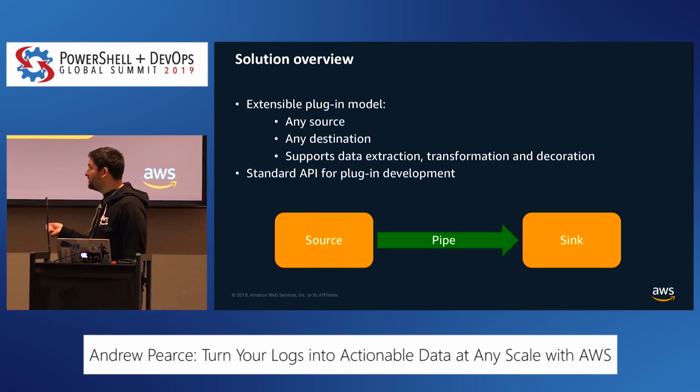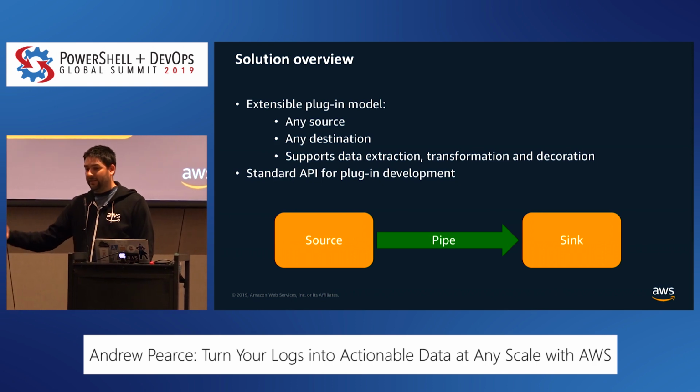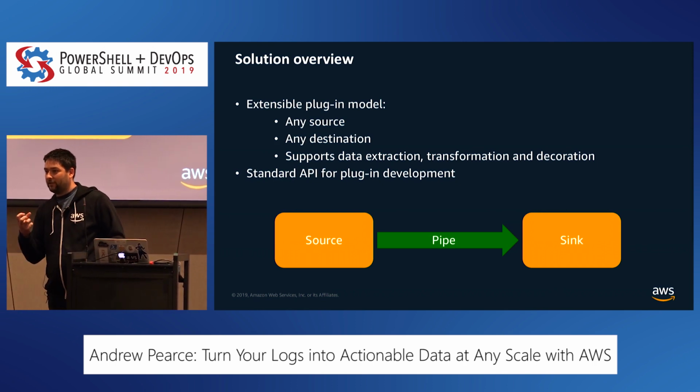It supports data extraction. So if you have a log that is plain text, you can rip data out of it and construct rich objects to be used downstream. So you don't have to do your regex downstream. You can do it on box to speed up the downstream processing.